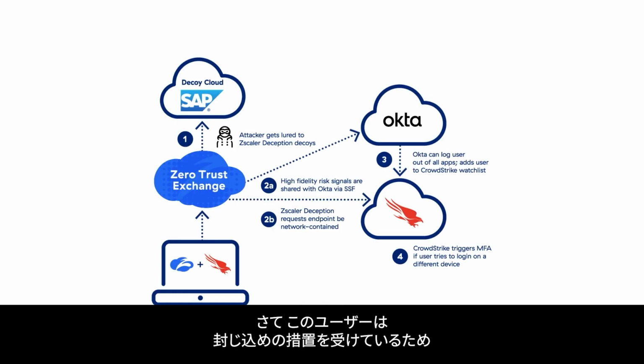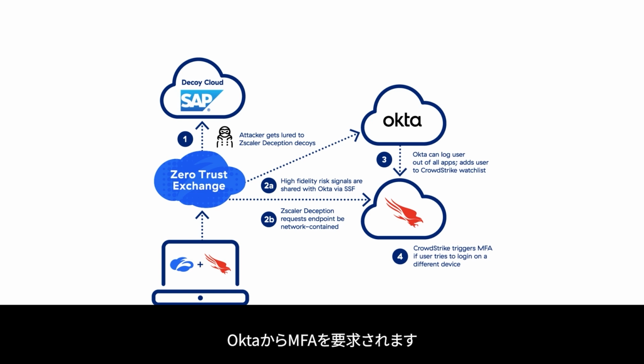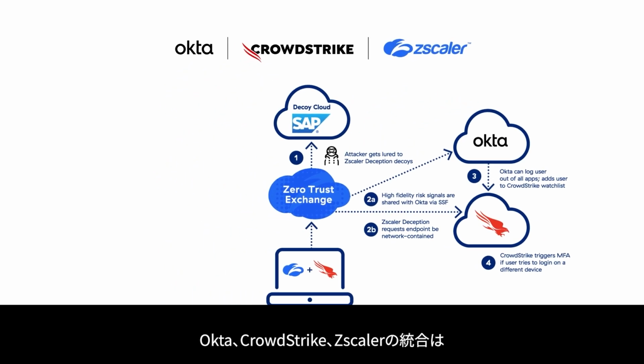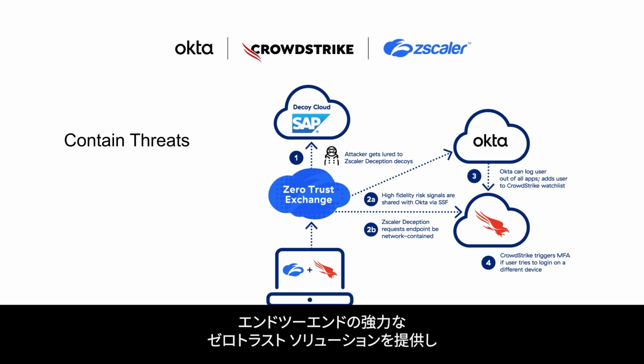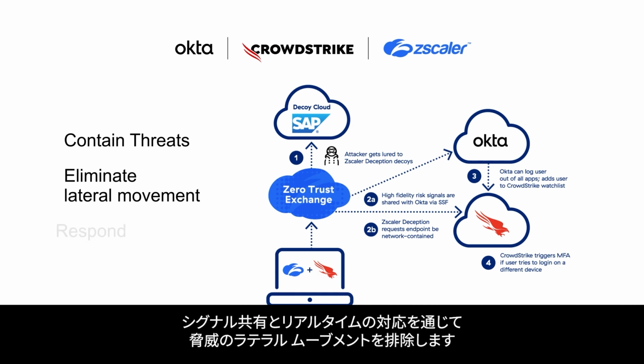Now, if the user tries to use a different laptop because their original laptop lost network access due to being network contained, the user will get prompted by Okta for MFA since they're on the CrowdStrike watchlist. Together, Okta, CrowdStrike, and Zscaler provide a strong end-to-end zero-trust solution that eliminates the lateral movement of threats through signal sharing and real-time response across identity, endpoint, and network security systems.